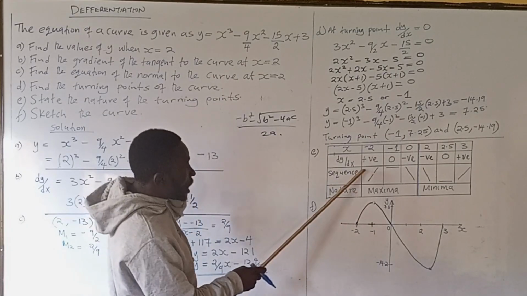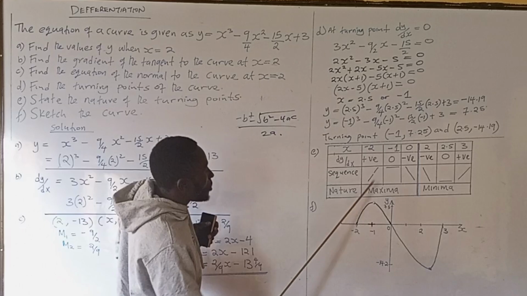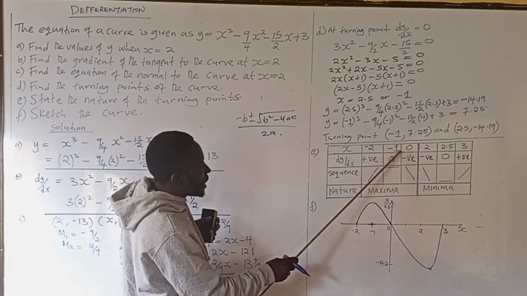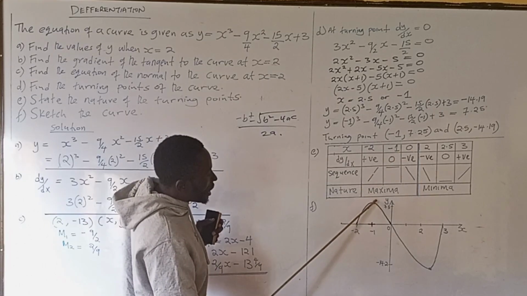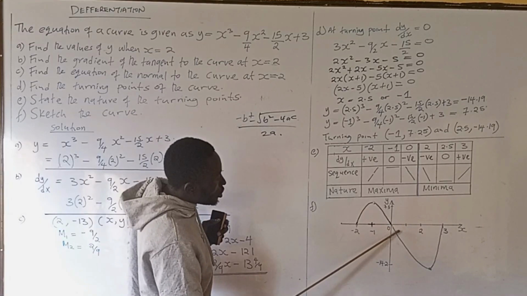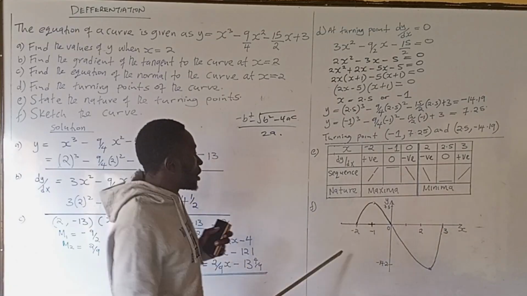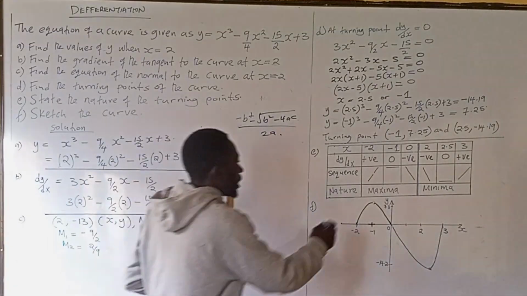So from here you know that the curve is rising. The graph is going upward. Then at this point, after a maximum point, the curve is going downward. Then after 0, it continues to go downward until the turning point, then goes up. So that is how you sketch the graph.